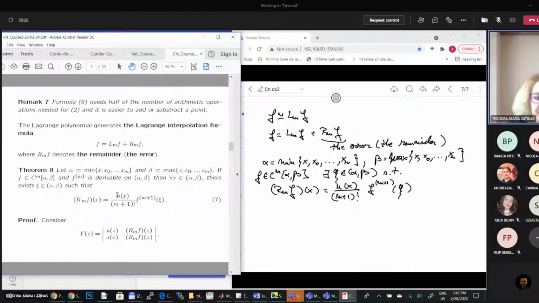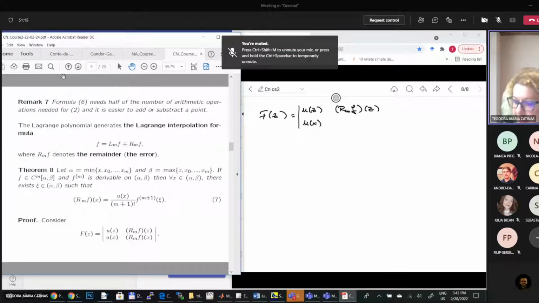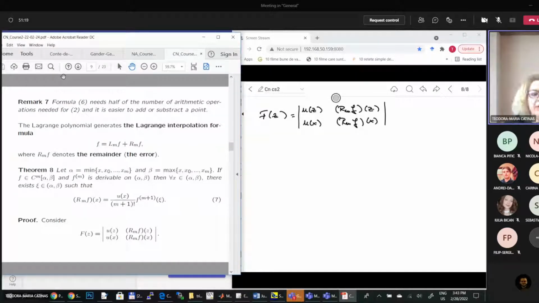We will prove this result. So please follow me. How do we prove it? Because we will use some properties of the Lagrange polynomial, it is useful to follow the proof. We consider the following notation. We denote by f of z the following determinant. The determinant has as first line u of z and R_n f of z, z being the variable of this function. U of x and R_n f of x is the second line, x being the point where we want to approximate. So we denote this determinant as f of z.